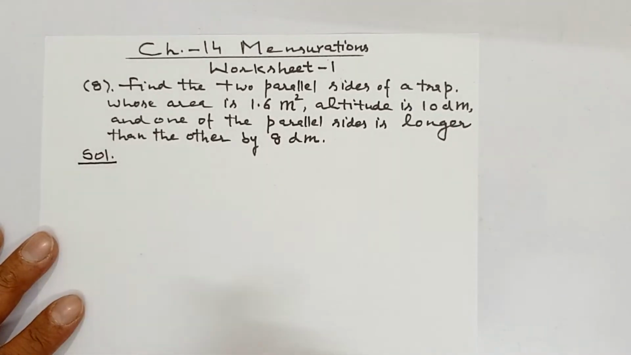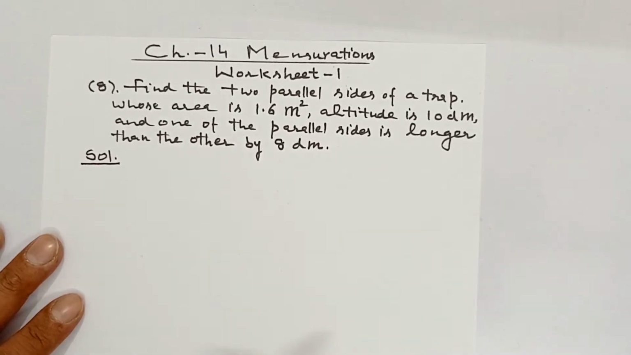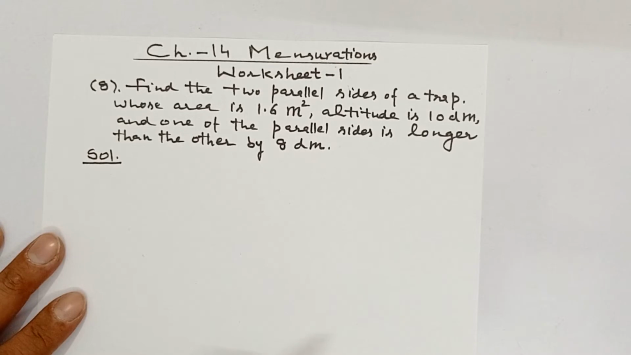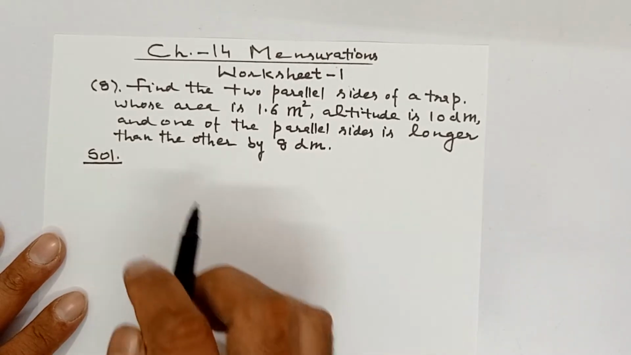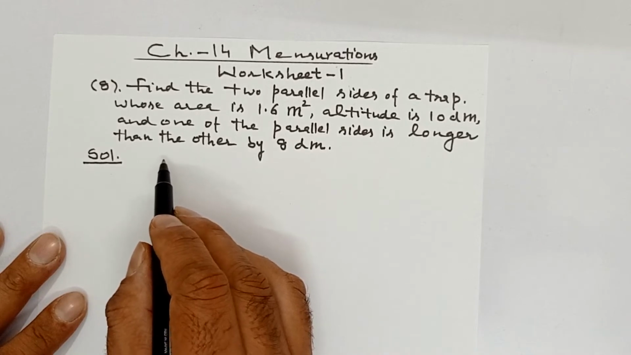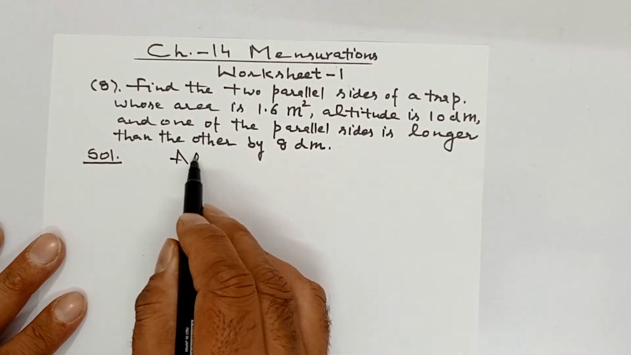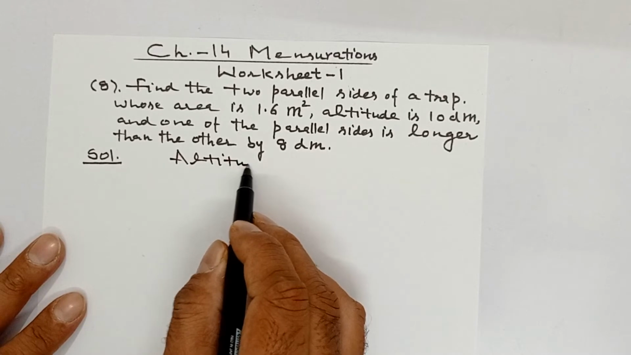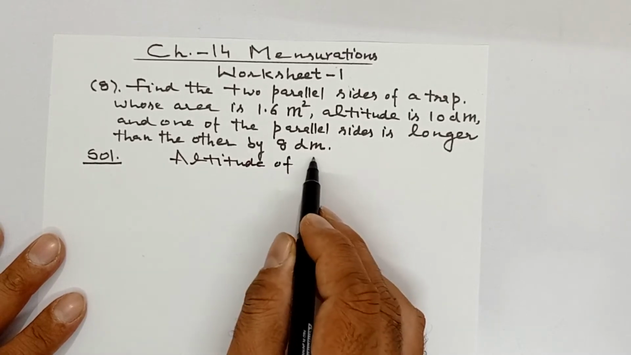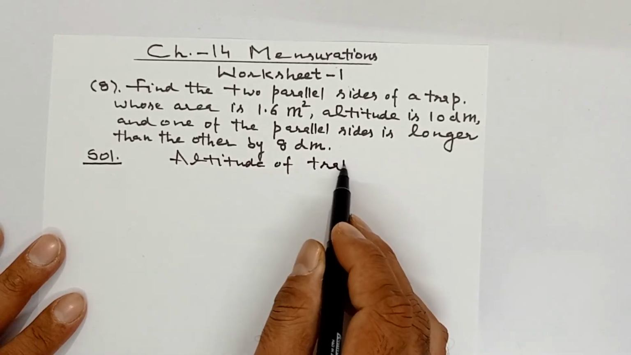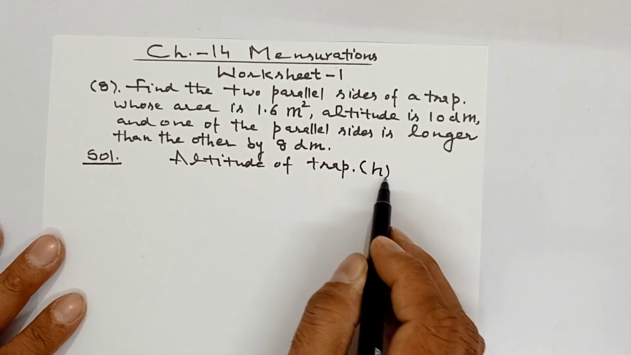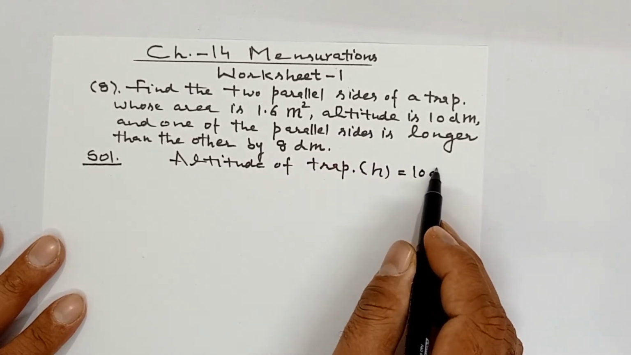First, I am reading the question. Find the two parallel sides of a trapezium whose area is 1.6 meter square, altitude is 10 decimeter, and one of the parallel sides is longer than the other by 8 decimeter. So first of all, I am writing the altitude of the trapezium. Altitude means height, that is h, and it is 10 decimeter.